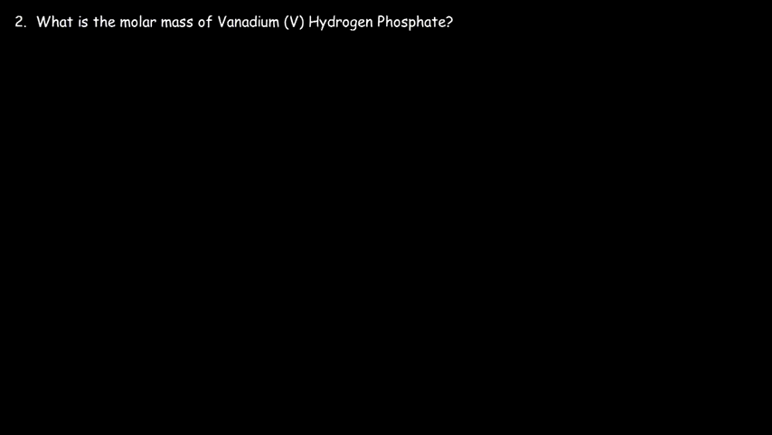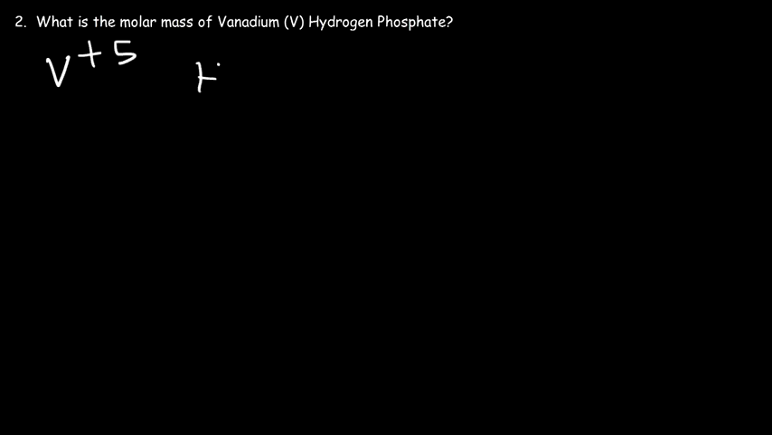So here's another example like the last problem. In this problem, you have to write the chemical formula first before you can find the molar mass. So what is the chemical formula of vanadium(V) hydrogen phosphate? Vanadium is a metal. Hydrogen phosphate is a polyatomic ion composed of nonmetals. So we have an ionic compound again. Now the Roman numeral tells you the charge on vanadium. So in this example, vanadium has a positive 5 charge.